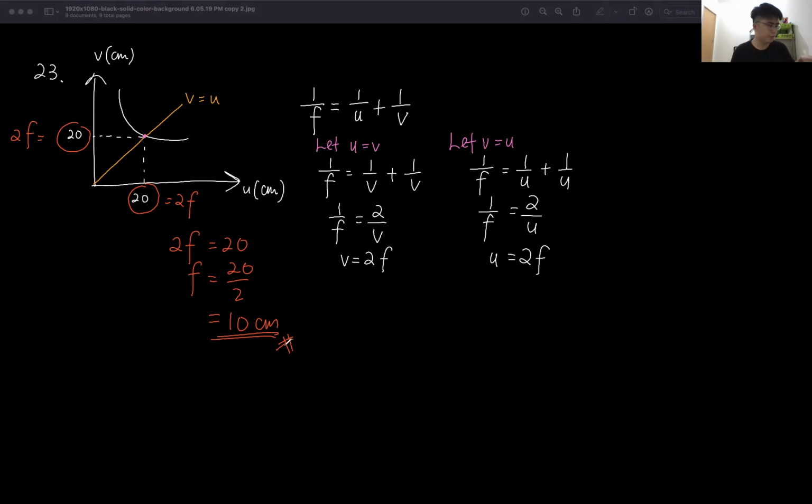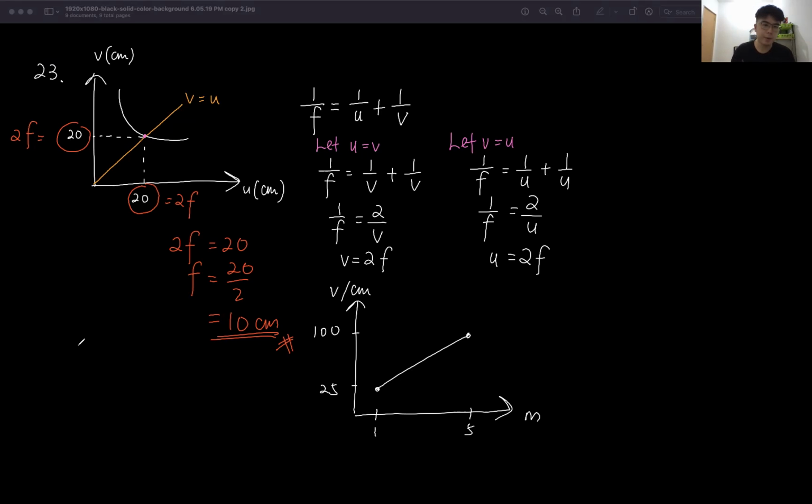Sometimes they give you a graph like, okay, let's do another one. Let's say I give you a graph of V against magnification. And then you get something like this, a straight line. 25, 100, 1, 5. So you get the equation of this graph.